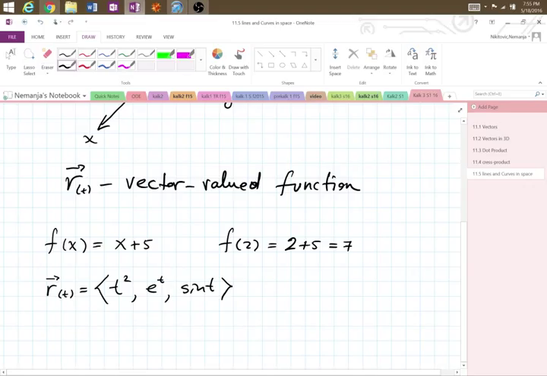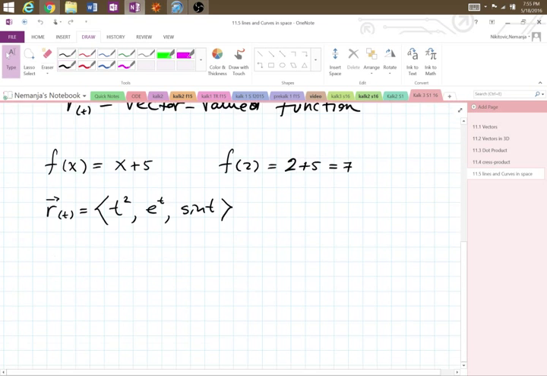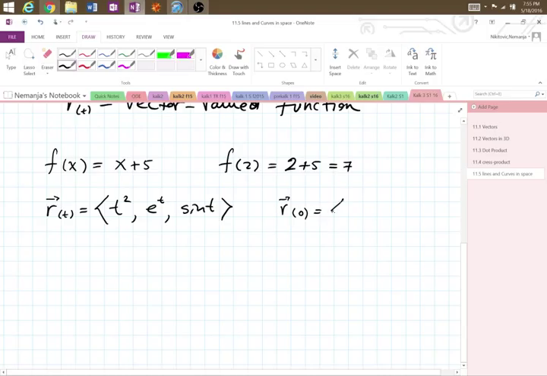And then I can compute this at various values. Let's compute how much is r at 0. R at 0 is going to be 0 squared, e to the 0, sine 0. Because what I'm doing is I am replacing every t with 0, just like I replaced earlier every x with 2 in the example up there. So now what is the r of 0? R of 0 is 0, 1, 0. You see? You get the vector that has numbers on the other end.